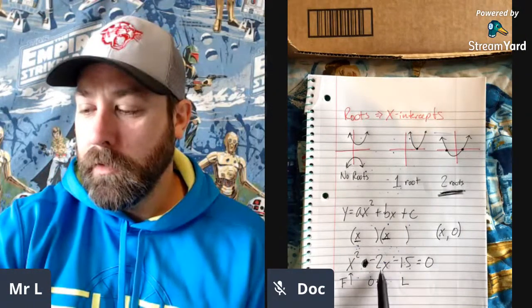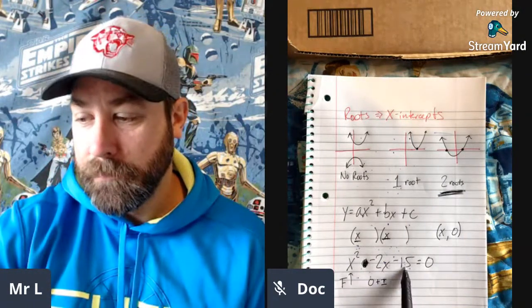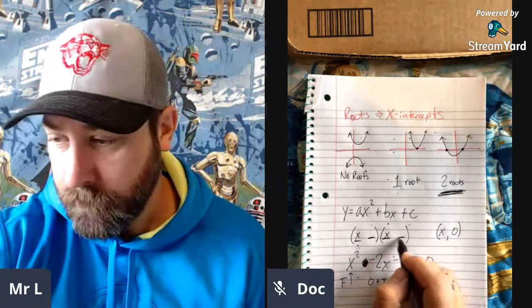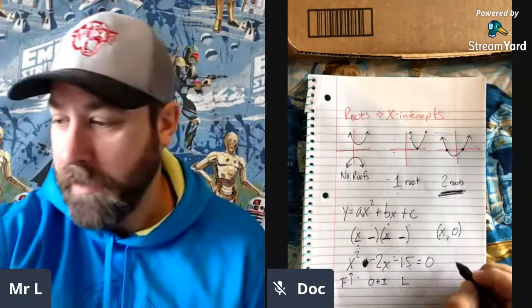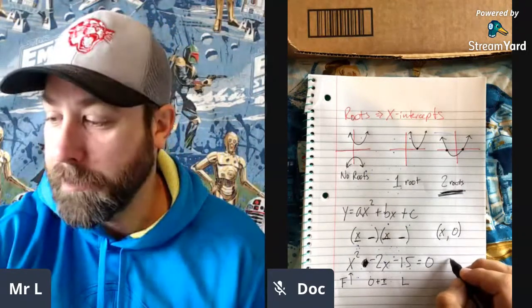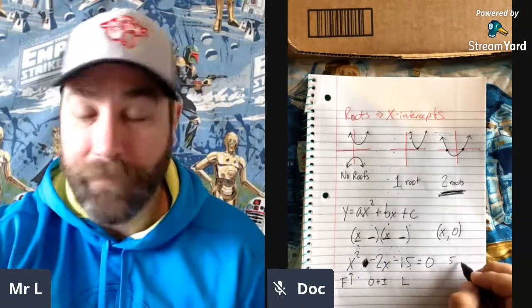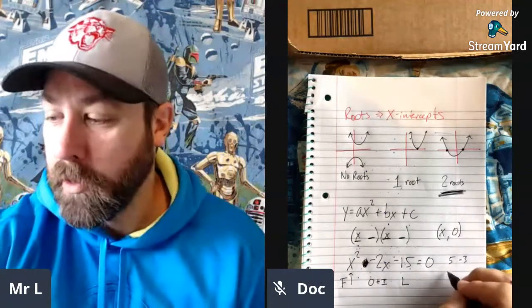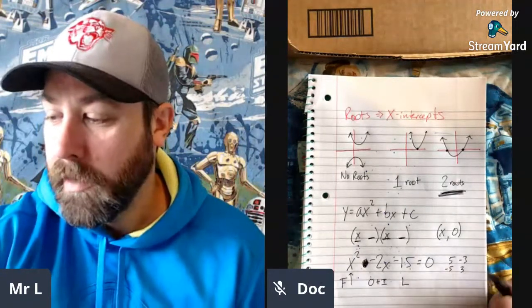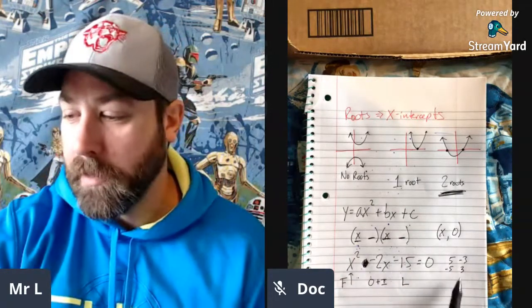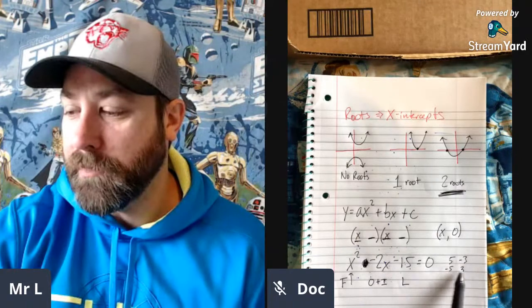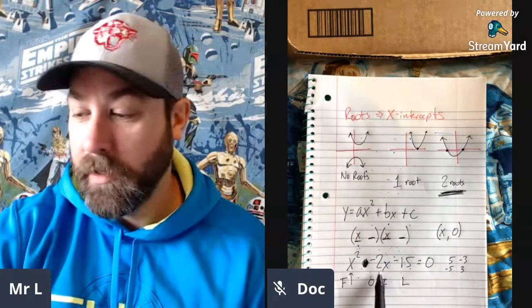Now, the last terms multiplied together have to be negative 15. Well, there are some choices for that. In order to get a negative product, one has to be positive and the other negative: so 5 and negative 3, or negative 5 and positive 3. But before I put those in here, because there are a couple of choices, I want to check to see whether either of these choices, when added together, gives me a negative 2.